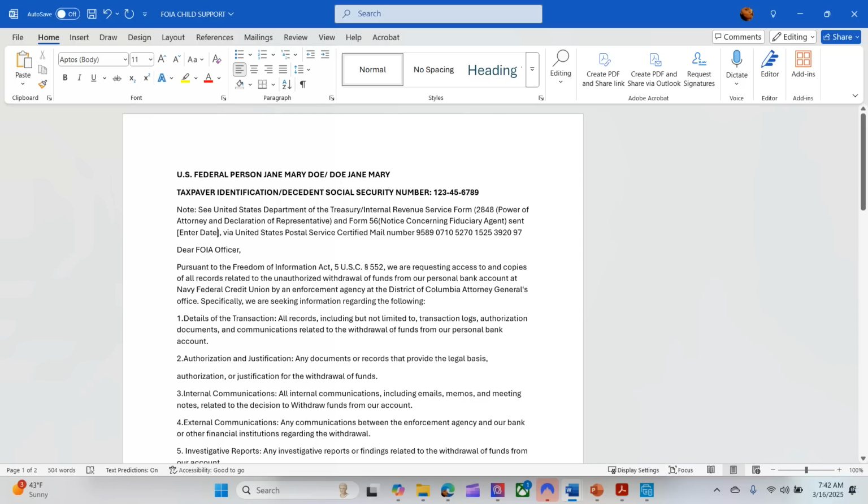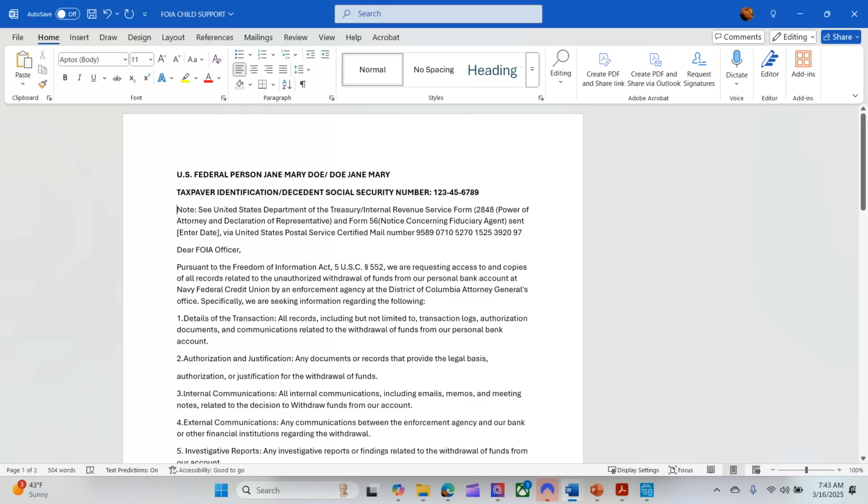If you look at your driver's license, maybe you haven't noticed, but your name is written backwards. Okay, so you're going to put both variations of your name on the FOIA. So Jane Mary Doe slash Doe Jane Mary. Okay. The next line says taxpayer. That should say TAX. That's spelled wrong. Okay, I'll go back and fix it later. Don't worry. It should say taxpayer, but this V is obviously a typo. Taxpayer identification slash decedent social security number.